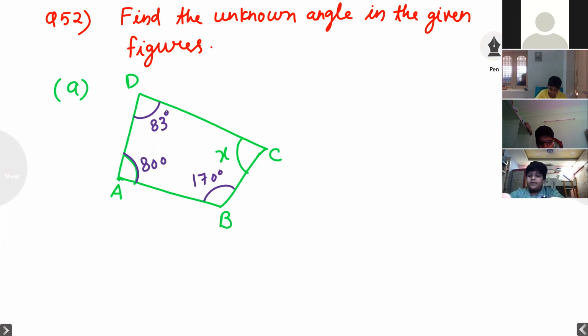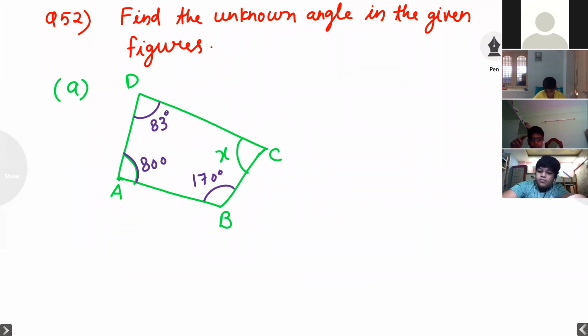We know the property of a quadrilateral. The sum of all the four angles of a quadrilateral is equal to how many degrees? 360 degrees. Firstly, I need to add. There are three angles given, and the fourth angle is asked. Firstly, I need to add all the three angles: 170 plus 80 plus 83. Start adding, everyone.